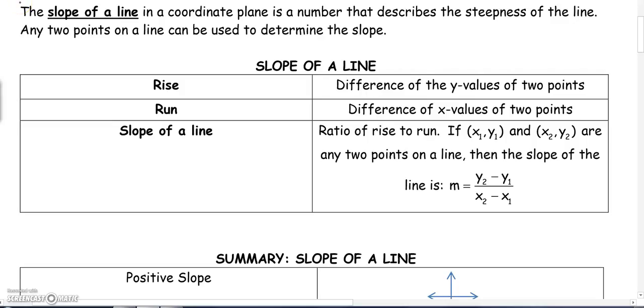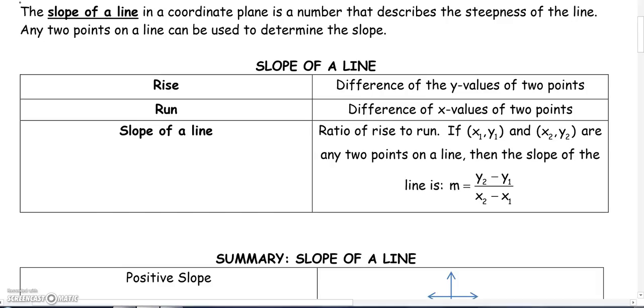This video is about the slope of a line, how to use it for parallel and perpendicular lines. So the slope of a line in a coordinate plane is the number that describes the steepness of a line. Any 2 points on a line can be used to determine the slope. So a couple of words with slope.